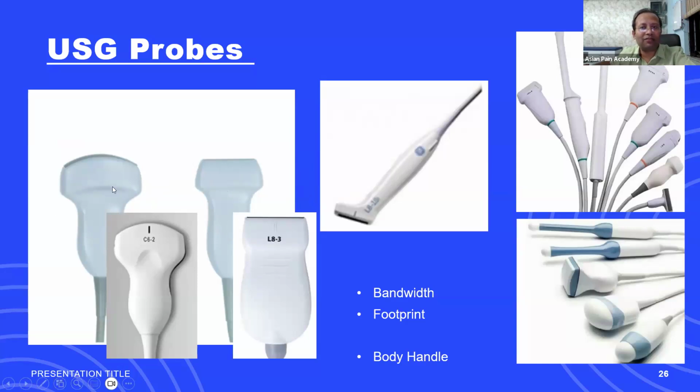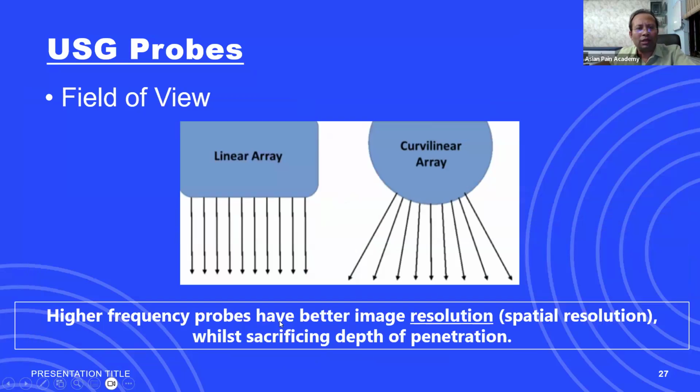The name comes from the footprint. This is a curvilinear footprint, so it is a curvilinear probe. This is a linear footprint, so this is a linear probe. And it looks like a hockey stick, so this is a hockey stick probe, but this is also a linear probe only. One part is the footprint, and this is the body part, and this is the handle part. So footprint, body, handle, these are just parts of the probe.